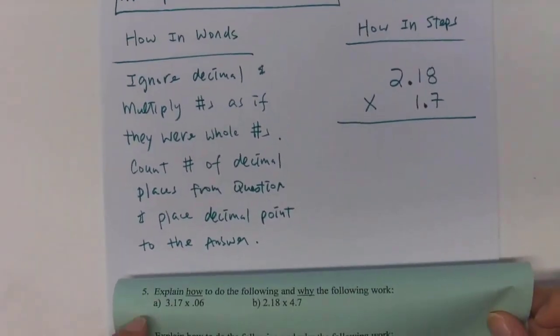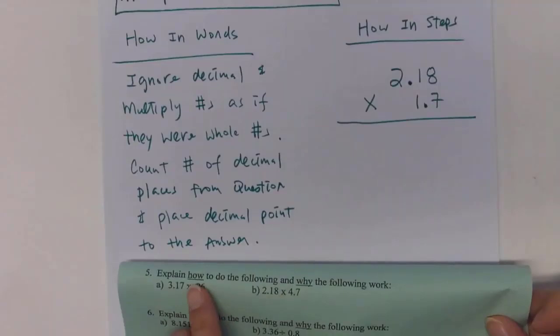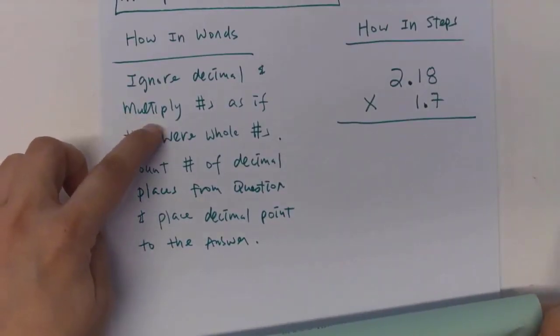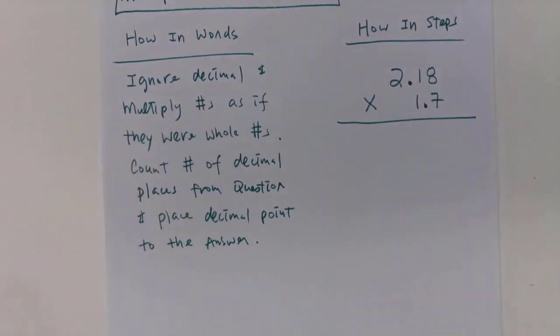On your homework, you have two, right? For the how in words, you just need to write this one time. You don't have to write twice. It's okay. It's too much writing. As long as you write one time, I know you know it. And we're going to multiply them together.